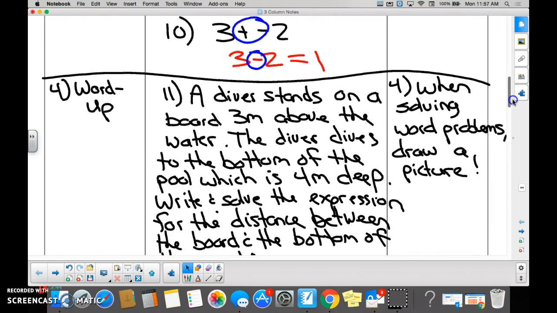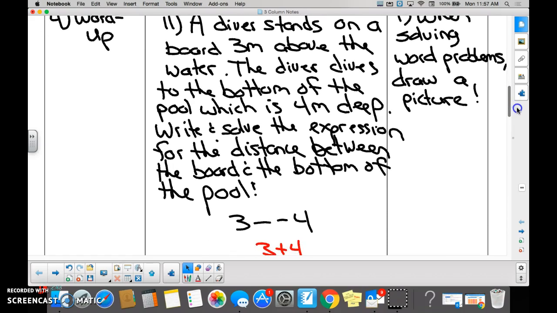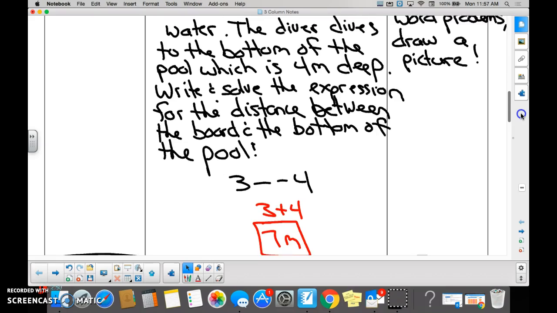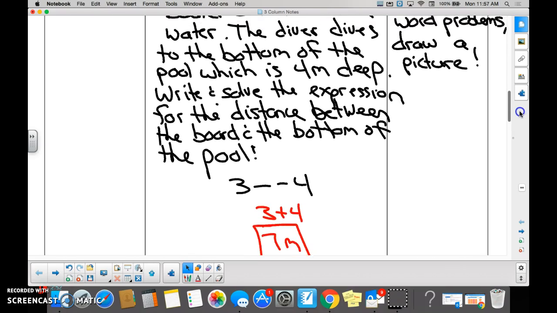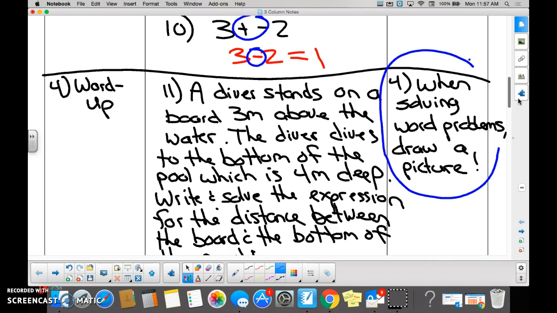And number 4 is a word problem, which I'm going to let you guys read on your own and solve. We did it down below here. We wrote the expression and we solved it. The big thing I wanted to talk about here is that when you have a word problem and you're struggling with it, what should you do? Draw a picture. Word problems that you're struggling with always get a lot easier after you draw the picture. Questions?